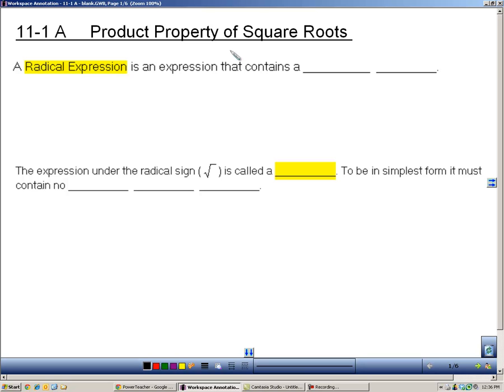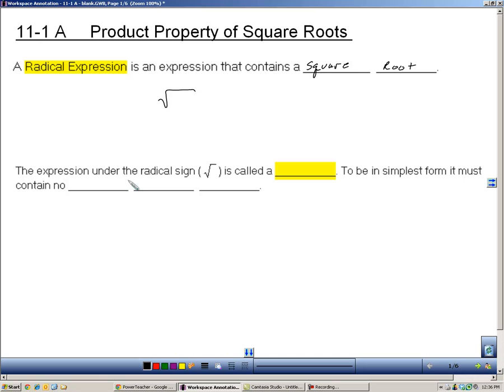Section 11.1a is about square roots or radical expressions, and we're going to talk about the product property of square roots when you multiply things that involve square roots. Now, a radical expression is an expression that contains a square root. The square root symbol looks like this. We've used that in the past.